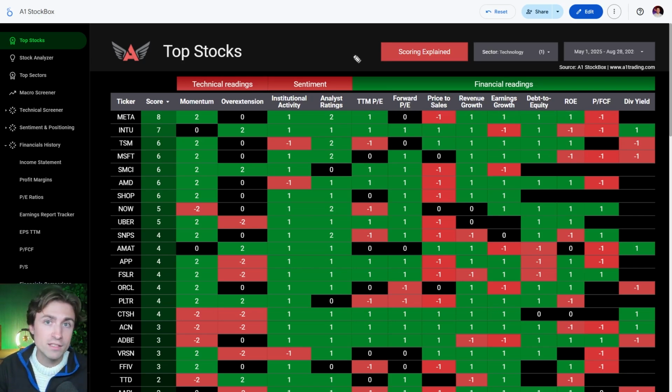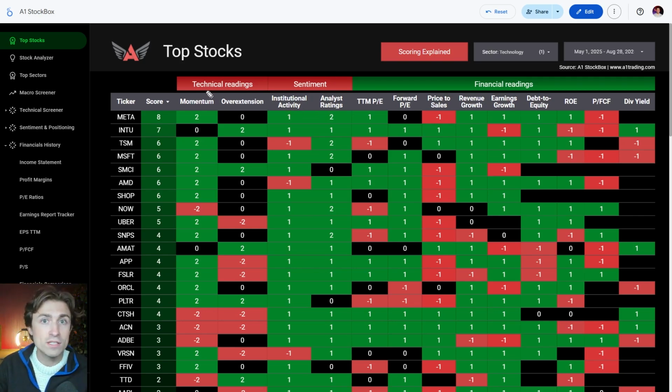Additionally, the StockBox is monitoring sentiment readings within the market as well. What do I mean by that? Well, we're watching institutional activity, which shows us whether or not institutions are actively buying aggressively or selling a particular stock, as well as analyst ratings on a company. And whether or not the analyst community thinks there is upside for a stock or downside gets factored in to the analysis automated by the StockBox.